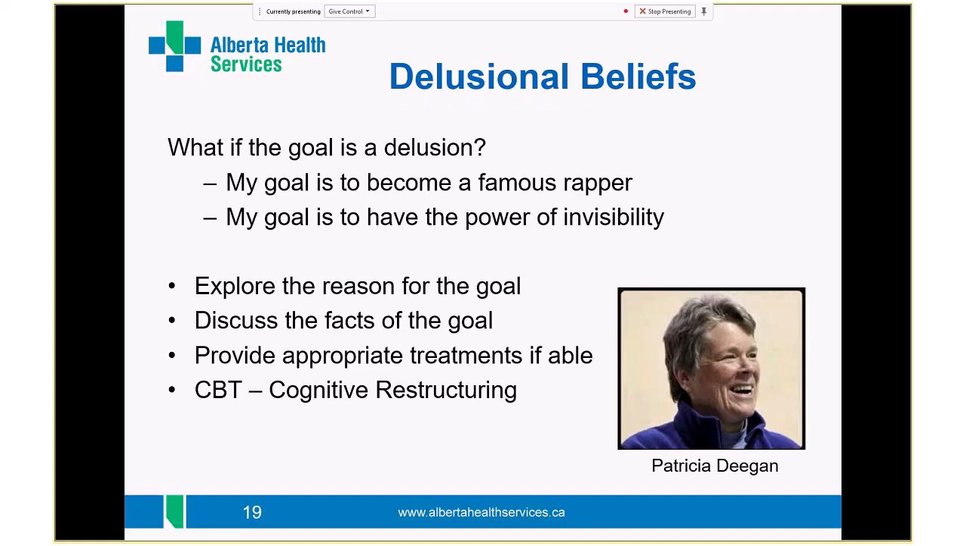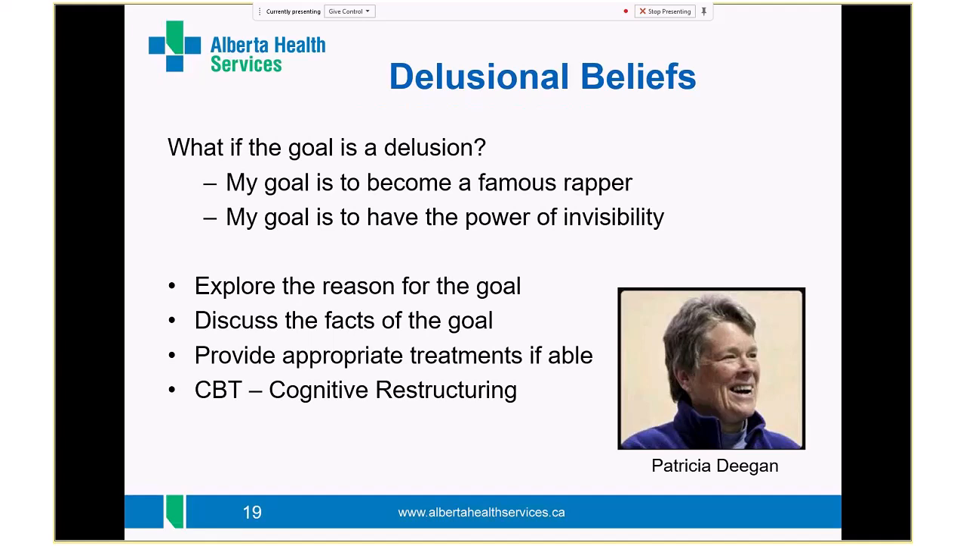Also, we want to provide appropriate treatments if able. If the patient is delusional or psychotic, now may not be the time for a recovery-oriented care plan. It may be more important to provide treatment first before we could work on a recovery-oriented care plan. But that doesn't mean that we lose the recovery-oriented care out of our plan of care for the patient.